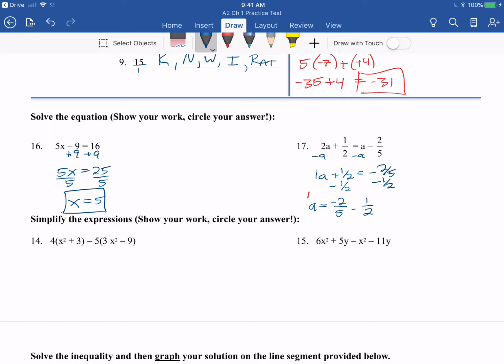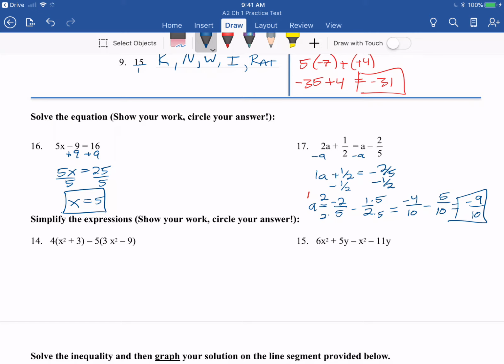What do I have to do to make them into common denominators though? I want to multiply this one by 2 and multiply this one by 5. So here I'm going to have what? Negative 4/10 minus 5/10. Negative 4 minus 5 is negative 9/10. Okay, so get a common denominator there. That one's a little bit trickier because they have fractions. I know we're not big fans of fractions, but get a common denominator. Go through what you can.